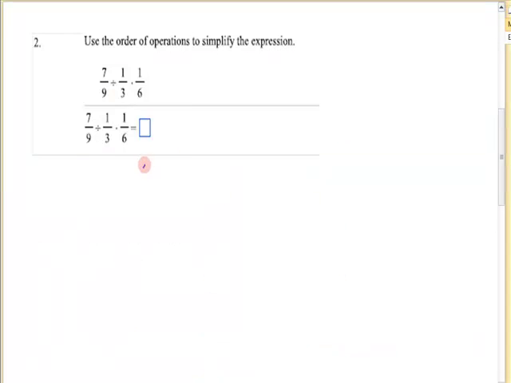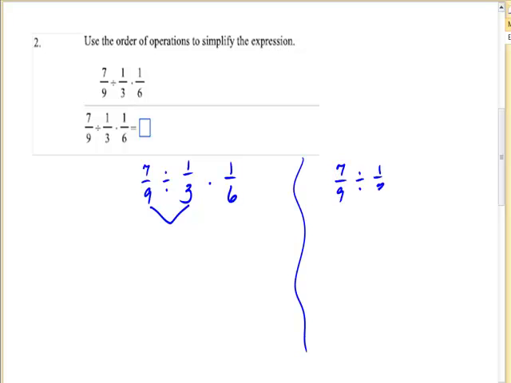I have 7/9 divided by 1/3 times 1/6. Well, division and multiplication have the same priority. We do them left to right, which means I'm going to do this division first. 7/9 divided by 1/3. Keep 7/9, change to multiplication, flip the second one. Now that it's multiplication, can I bow tie? Yes. 3 goes in there once, 3 goes in there 3 times. That leaves me with 7/3. That's the first part, 7/3.